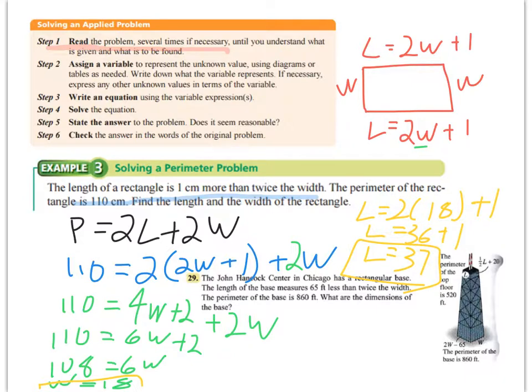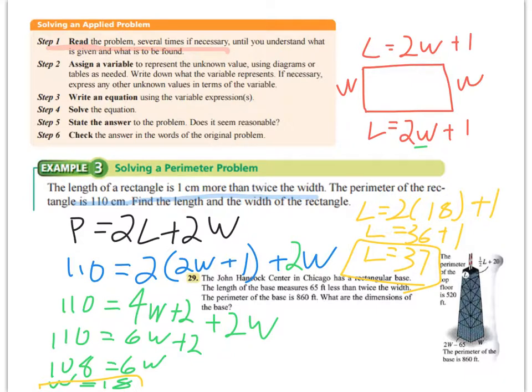Okay, so we've got the John Hancock Center in Chicago. It's got a rectangular base. The length of the base measures 65 feet less than twice the width. The perimeter of the base is 860 feet. What are the dimensions of the base?